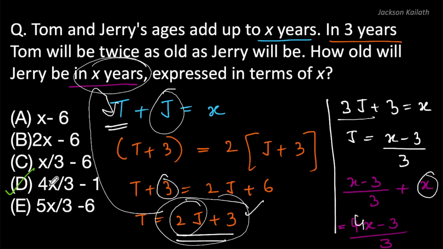Now this is the same as option D, which is 4x/3 - 1, because when you split this, 3/3 is equal to 1. All right, so we have solved this. Now over here it's just straightforward. It's a simple question. You just need to be able to accurately convert the terms in the question into equations, and then play with them to arrive at the expression that is asked of us.